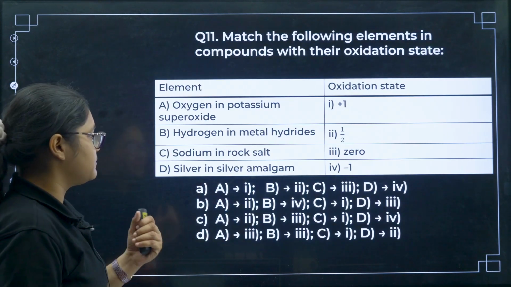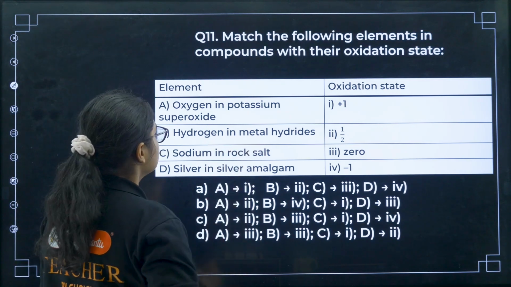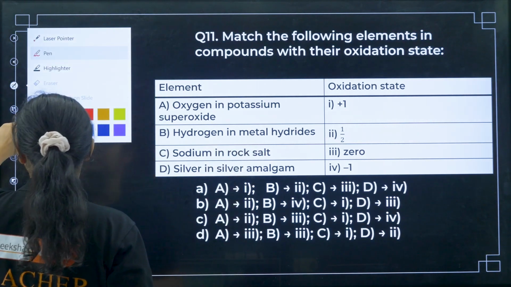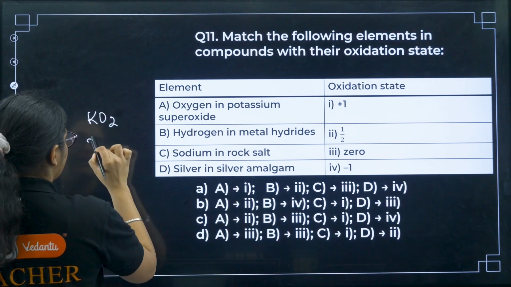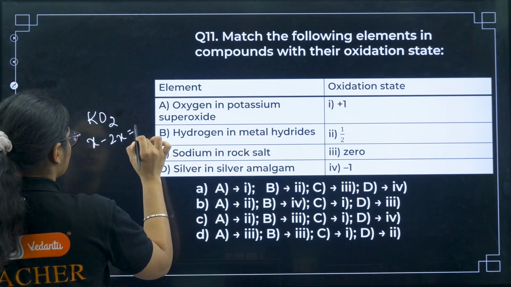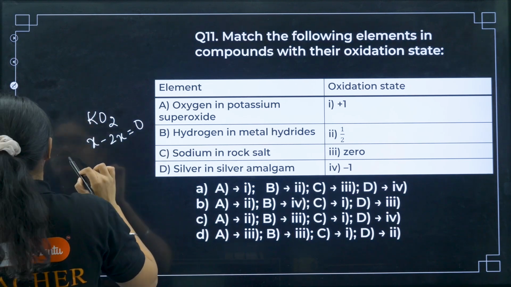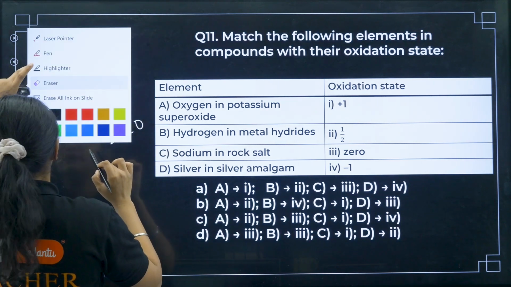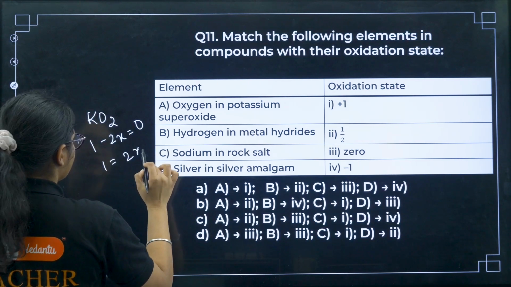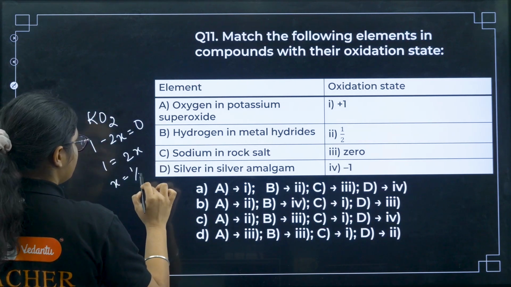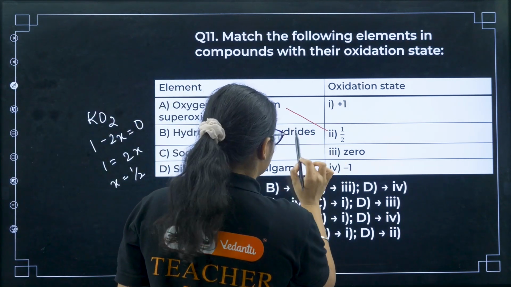Next, 11th question, match the following. Oxygen in potassium superoxide. What is the potassium superoxide formula? KO2. So potassium is plus 1, so 1 plus 2x is equal to 0. Sorry, 1 is equal to minus 2x, or x is equal to minus 1 by 2. So what will be the charge of oxygen? Minus 1 by 2. So A has to be 2.